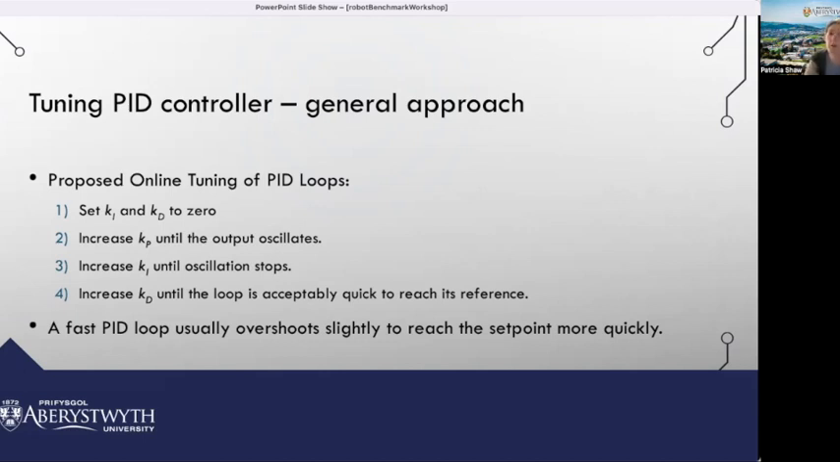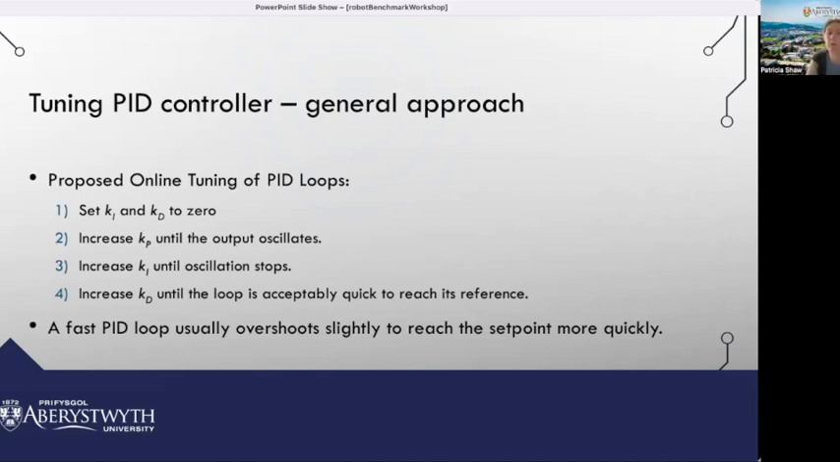You can then start to increase the second component, Ki, until you try and reduce the oscillation around the set point. And then finally, you can try and use Kd to increase the rate at which it reaches that set point. So if you remember, the ideal curve is that we actually approach that set point quite quickly, but rather than overshooting, we adjust and settle on that set point quite quickly.